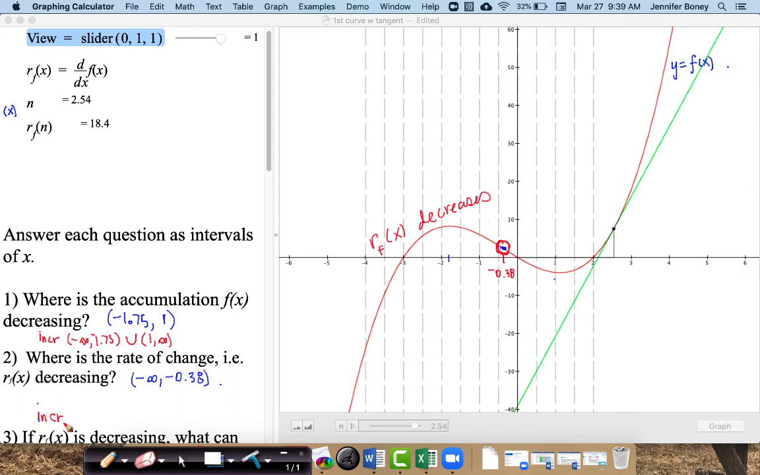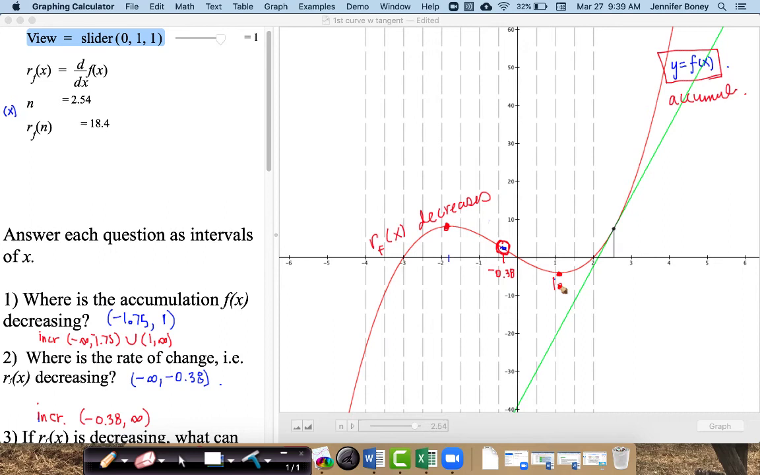Which wasn't the question that was asked, but increases from -0.38 onward for the rest of the graph. So these are different boundaries. When we're talking about the first derivative, the boundaries between, and looking at a graph of f of x, accumulation. When I'm looking for boundaries between where f of x is increasing versus decreasing, those boundaries were the tops and the bottoms of these hills here, visually speaking.